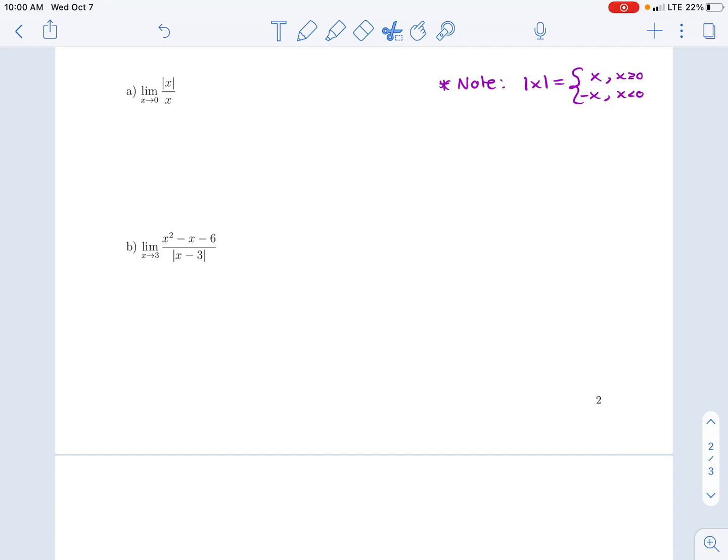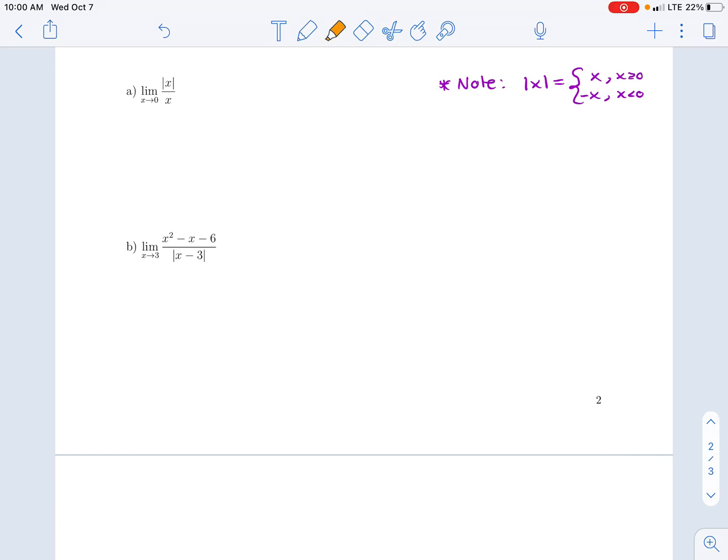So what you want to do is when you see absolute value and you get 0 over 0 as your indeterminate form, I told you to consider the left-handed limit and the right-handed limit. And so now you might be wondering, well, how do we do that? Okay, and so that brings us to the discussion of piecewise functions.